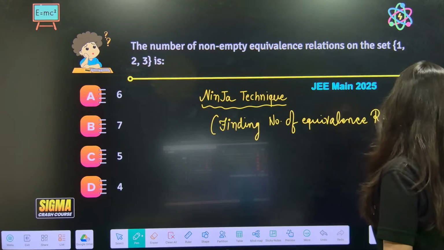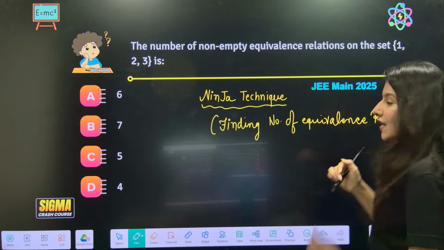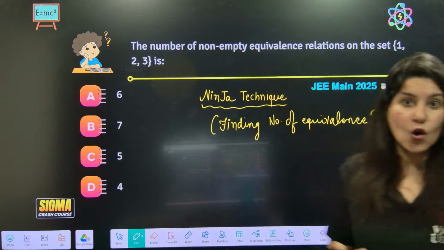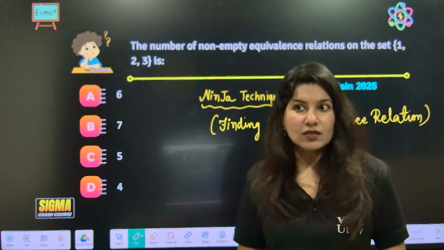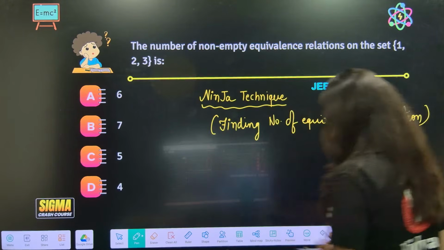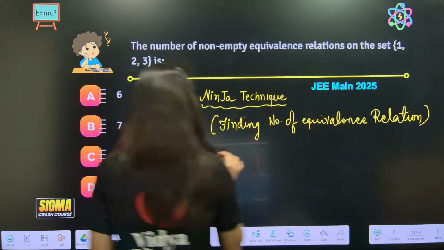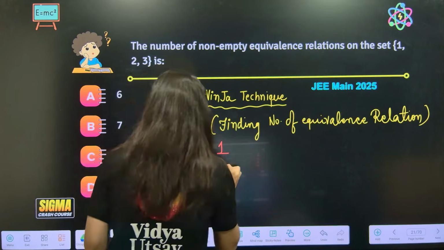Because if you go by the long method, you have to think a lot: am I leaving anything, am I not writing all the relations? So in that case, let me tell you, you have to make a matrix. You have to start with 1, and this is also 1.